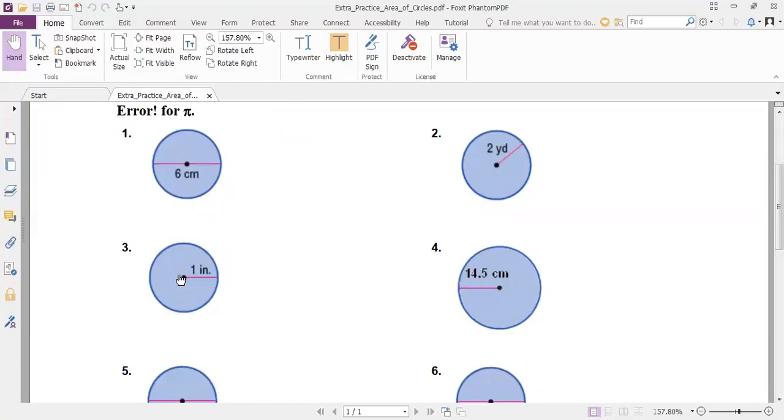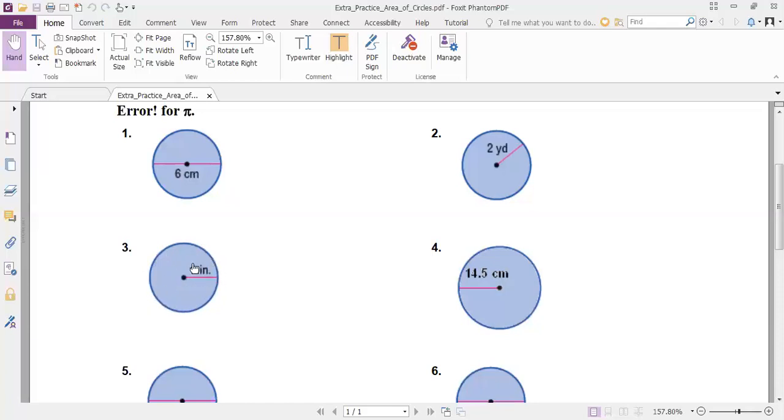Look with me at example number 3. We have a circle. The radius of this circle is equal to 1 inch. This is the radius, right? The long one here is the diameter, but the short one is the radius, okay? If the radius is 1, what is the area of this circle?